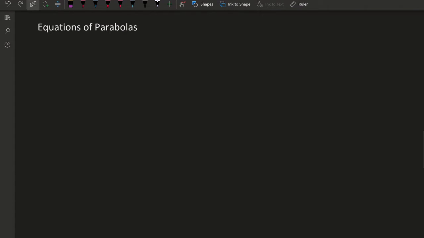Welcome back, students. Today we're going to be talking about the equations of parabolas. Now, this will be a little bit familiar because we've already discussed vertex form. And that looks like this: y equals a(x minus h) squared plus k. Now that parabola is going to look like this.